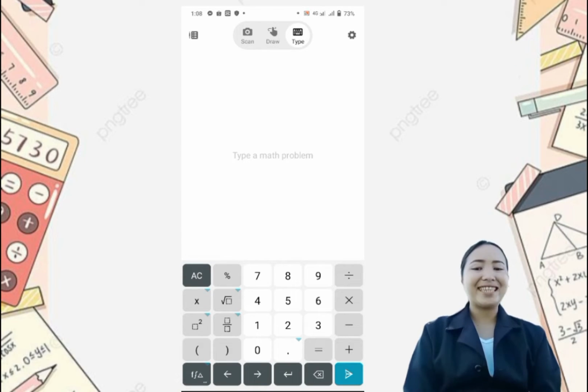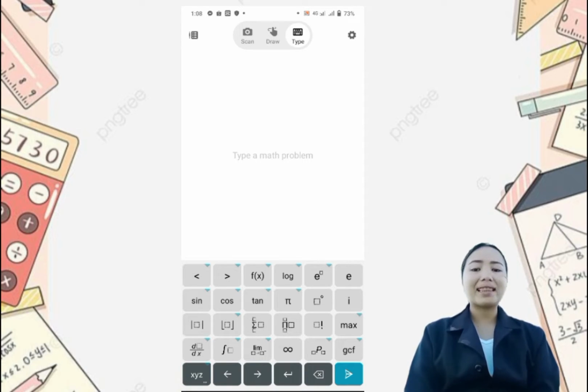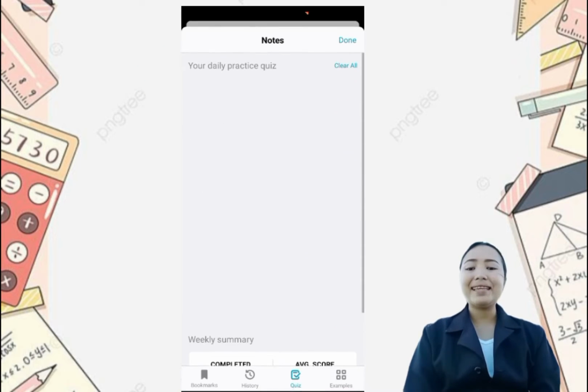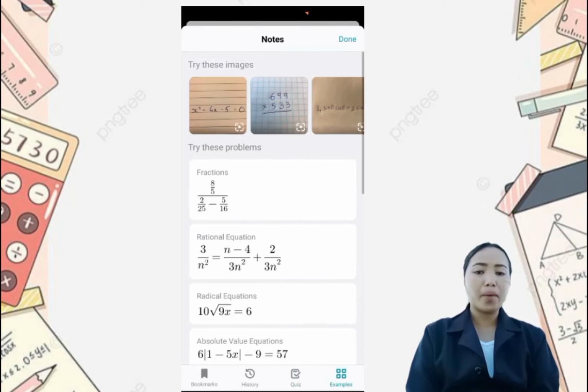In the type screen, you can also have access to a scientific calculator. And at the top left corner, you can also see a blue notepad. By clicking that notepad, you can see examples, quizzes, history, and bookmarks.